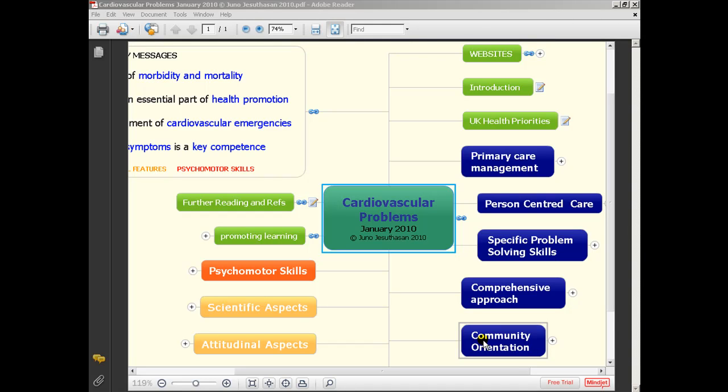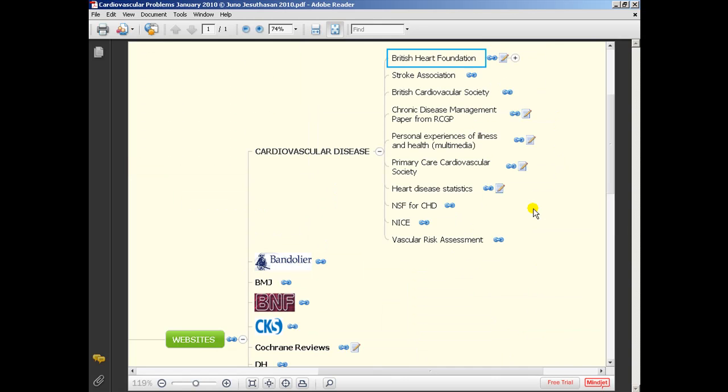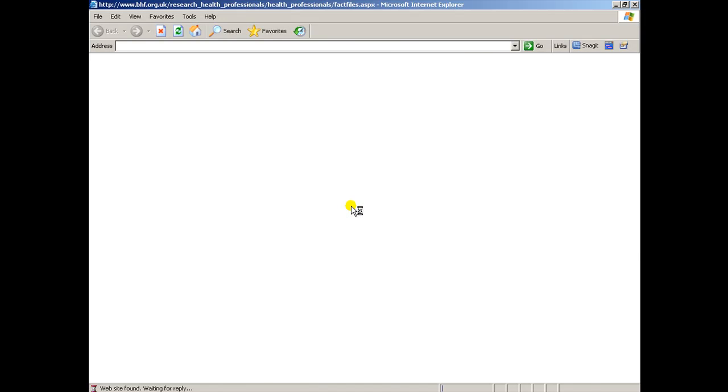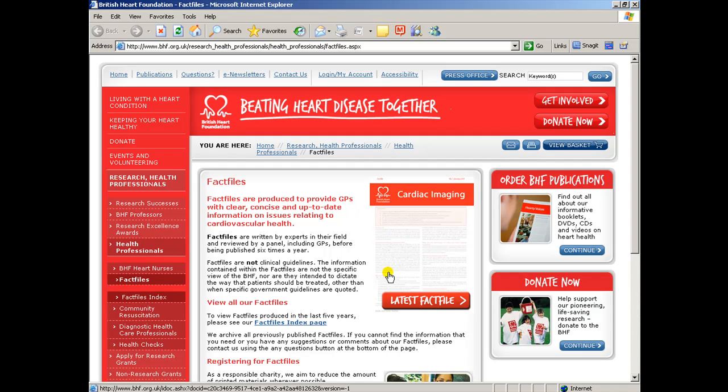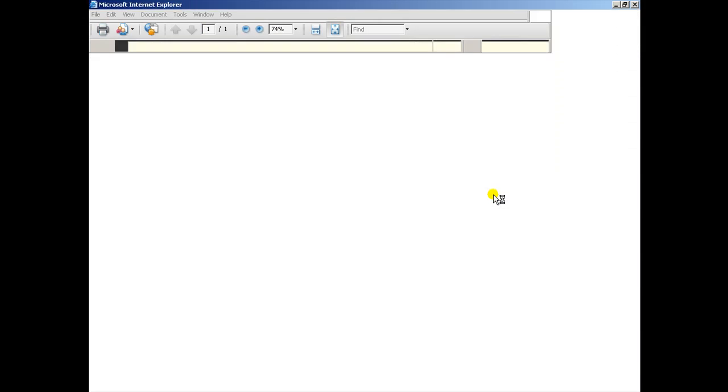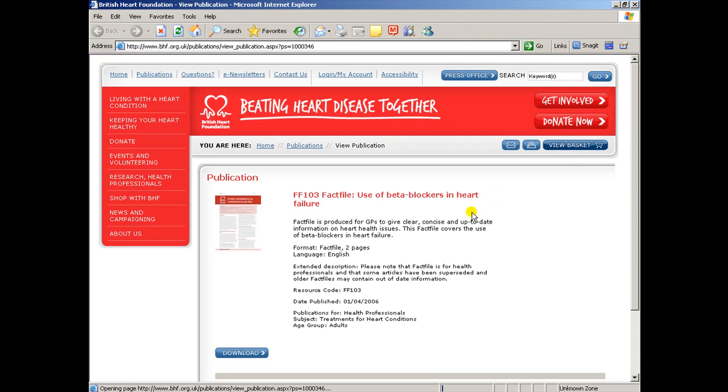Let's have a look at some of the resources in the cardiovascular problem statement. The British Heart Foundation is an interesting site. If we just click on there, this takes you to the home page for the professional resource fact files. As you can see, foreign language versions are available, which are useful. Let's look at a couple of examples in English.